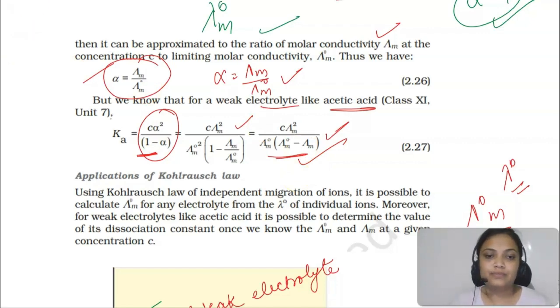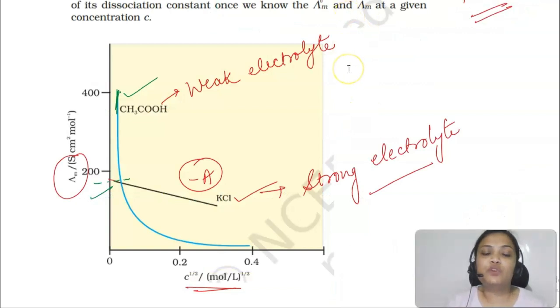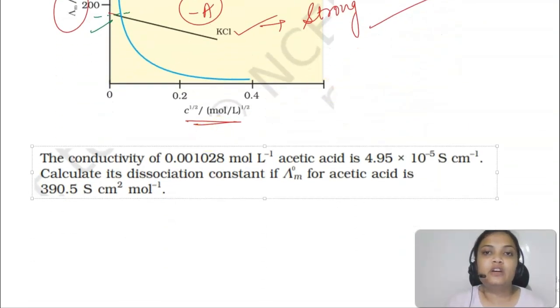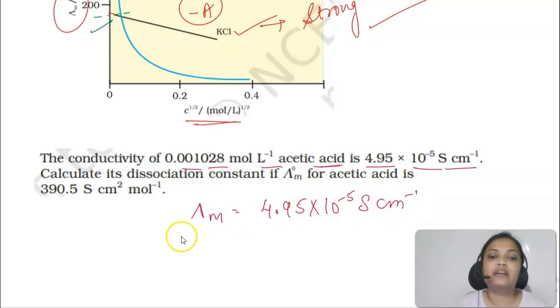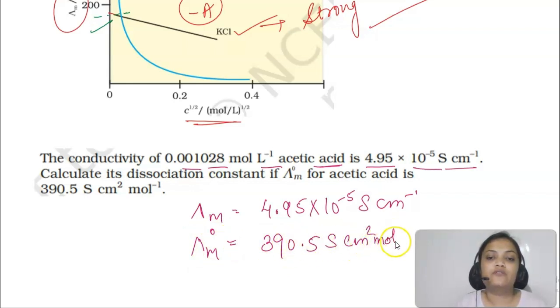Okay students, I am giving you a question to solve here. The conductivity of a 0.001028 mole per liter acetic acid solution is 4.95 into 10 to the power minus 5 Siemens per centimeter. So here they have given you the conductivity. You have to calculate the dissociation constant if lambda m naught is given. The limiting molar conductivity is given. So what you will do here, firstly you will find the value of the degree of dissociation alpha, which is lambda m upon lambda m naught.